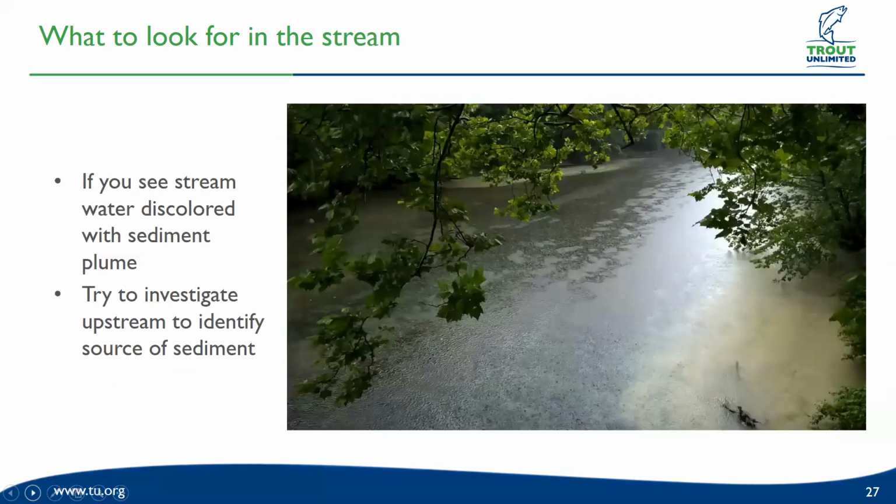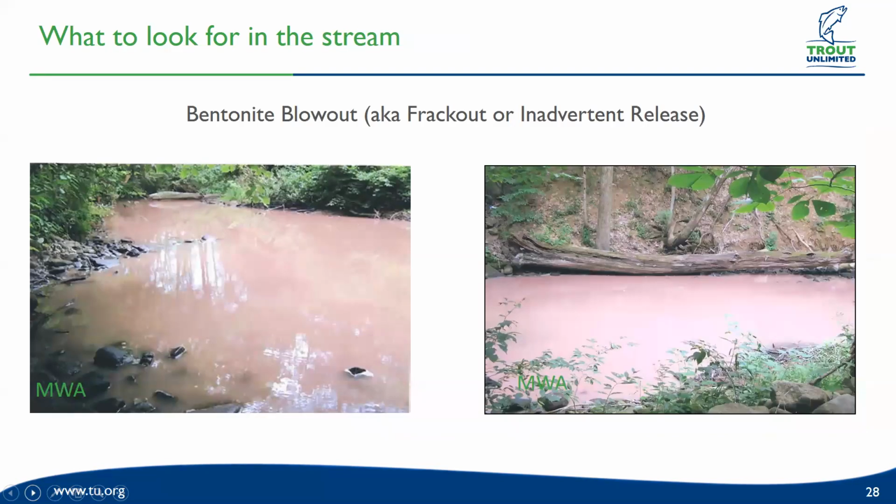So another thing you want to look for, if you see stream water discolored with a sediment plume, then something is wrong, and you're going to want to investigate upstream to identify the source of the sediment, because it may not be from construction activity. It could be cattle in the stream or something like that. So if you see stream discolored, you want to investigate upstream to find the source of the sediment.